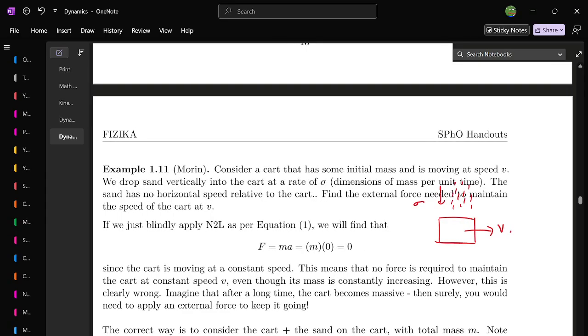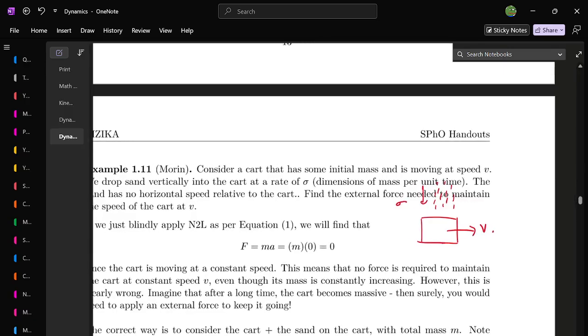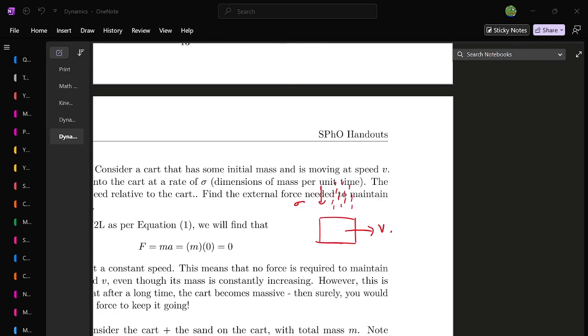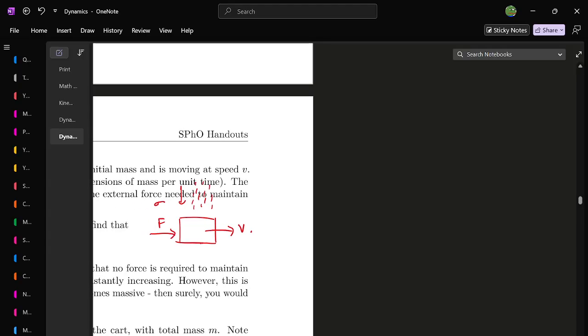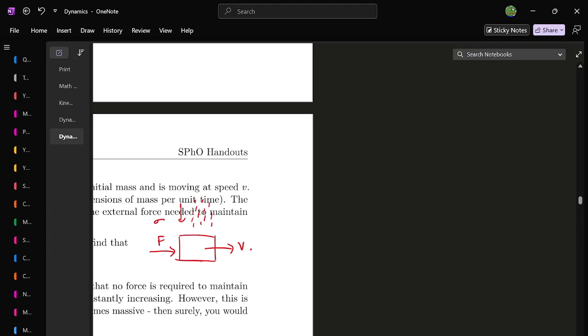And the sand has no horizontal speed relative to the cart. You need to apply a force to maintain the cart at a constant speed, and we want to find this force. So the thing is, for this example, if you just say, oh okay, F equals ma, now v is constant, so a equals 0, so F equals 0.